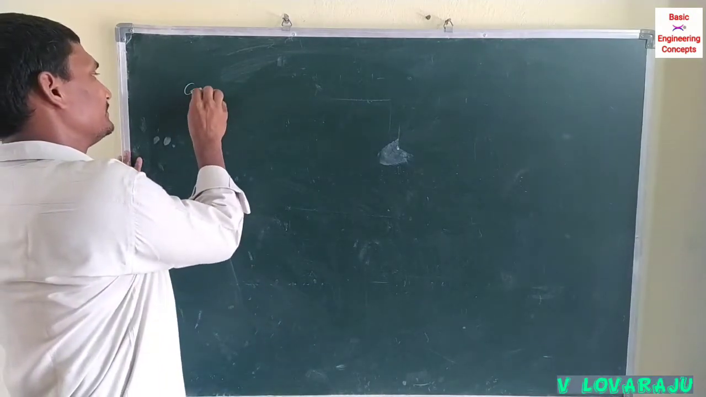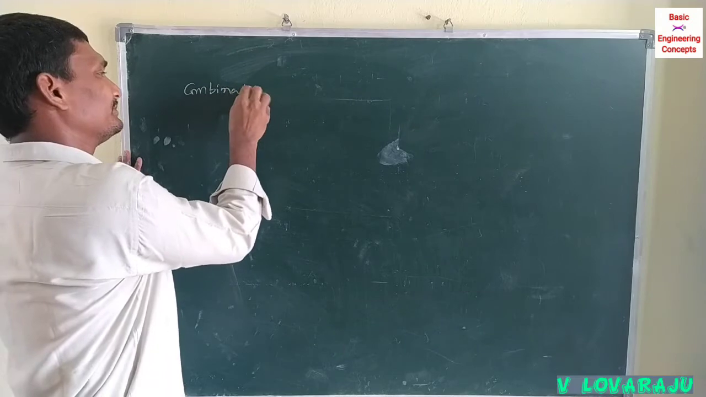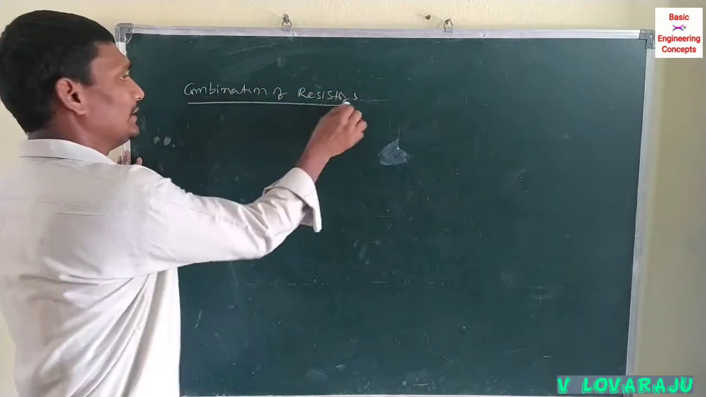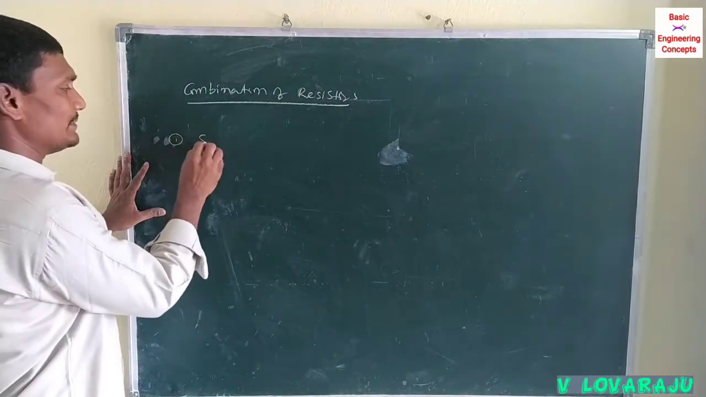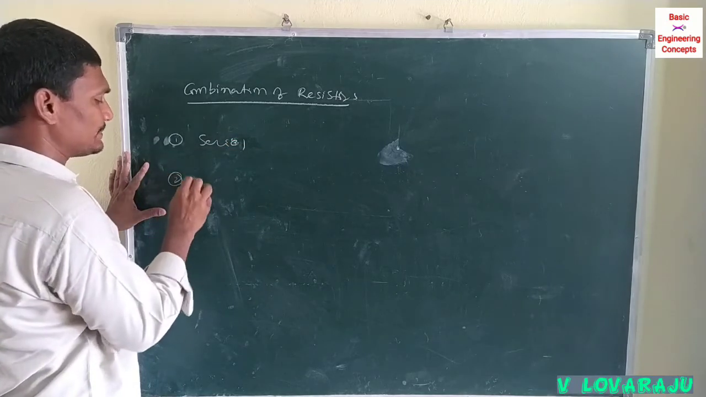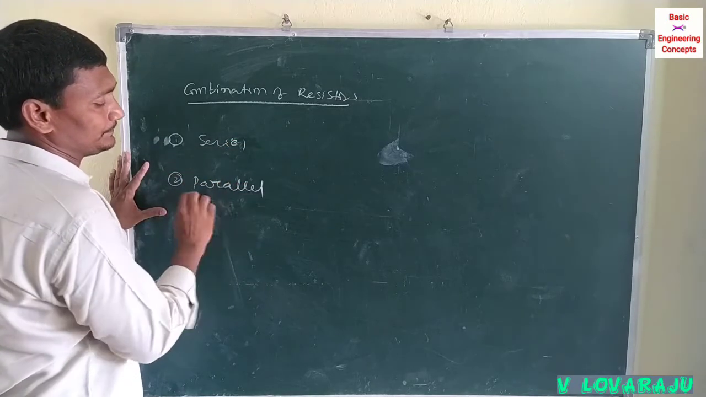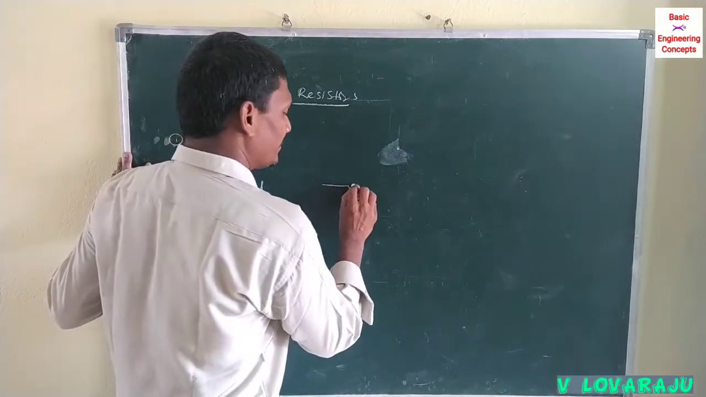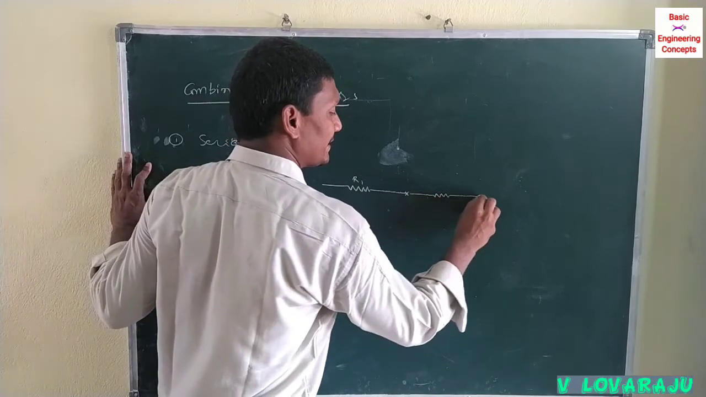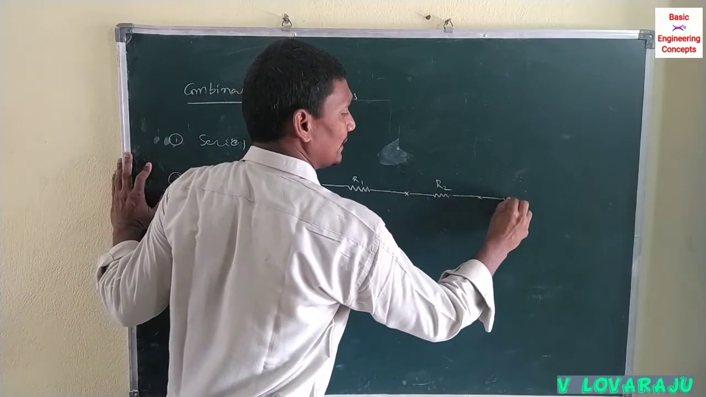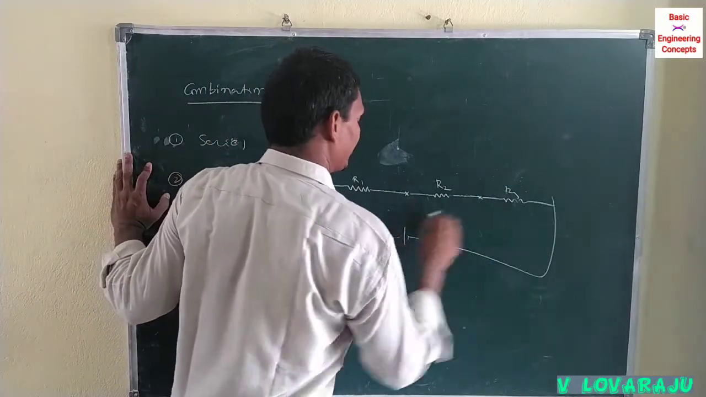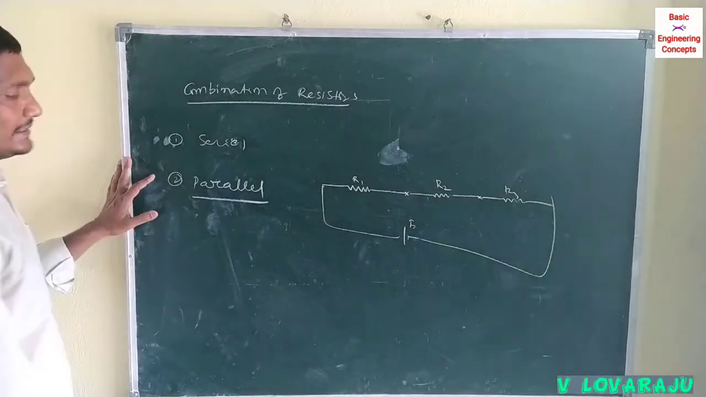Combination of resistors. Here two types of combinations are there. One is series combination of resistors. Second one is parallel combination of resistors. If we consider a few resistors, resistance R1 is joined with another resistance R2 and another resistance R3 and so on, connected to an external source of battery. This is a series combination of resistors.